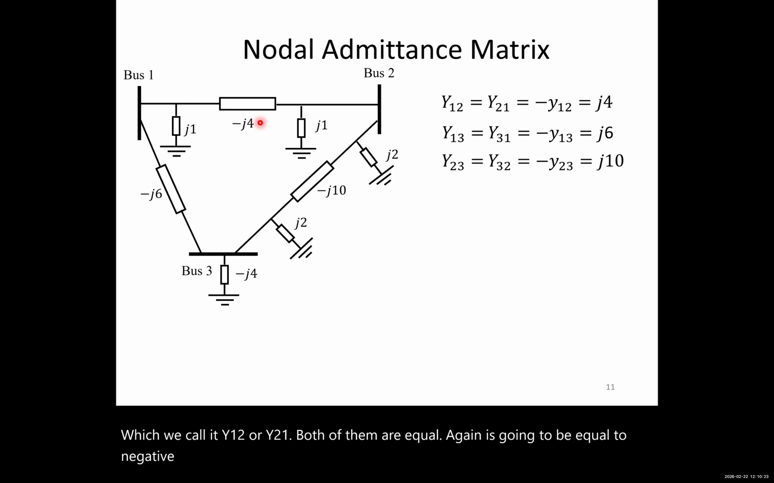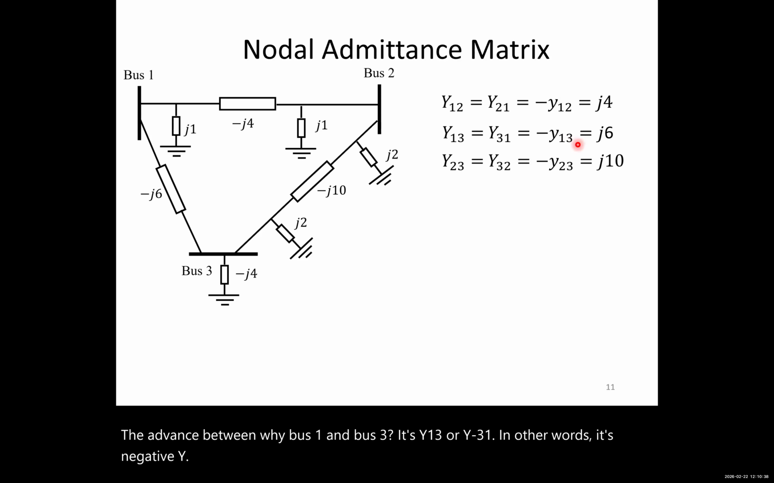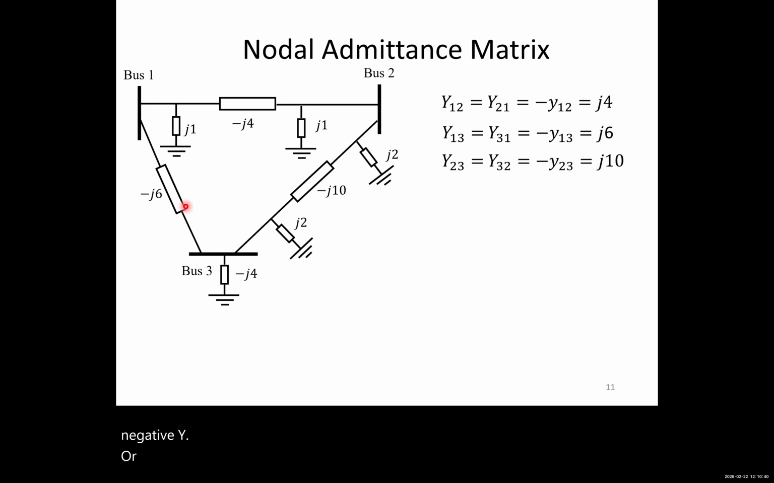And here y12 is negative j4. So negative j4 gives us j4. The admittance between bus 1 and bus 3, it's Y13 or Y31. In other words, it's negative lowercase y13. And this admittance is negative j6. So negative j6 gives us j6.